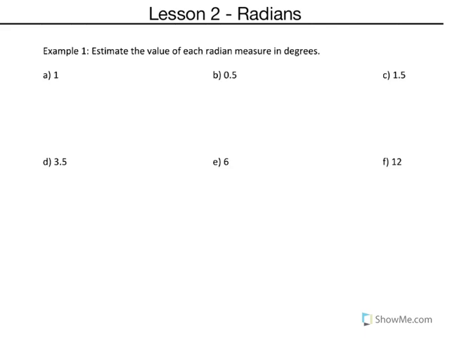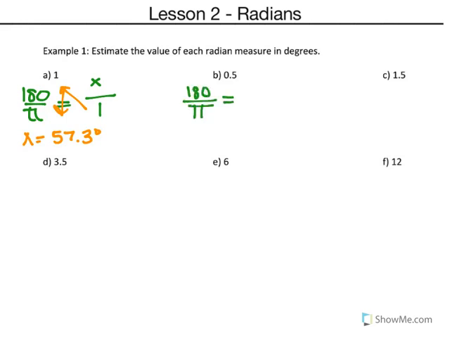Lesson 2, radians. Converting between radians and degrees is the same as converting between degrees and radians. So you set up 180 over pi. You could also do 360 over 2 pi. I don't care. This time we know that 1 is our radian. So we put 1 on the bottom, x on the top, cross multiply, and divide, and you get x to be 57.3 degrees. For our second one, set up 180 over pi is equal to x over 0.5.